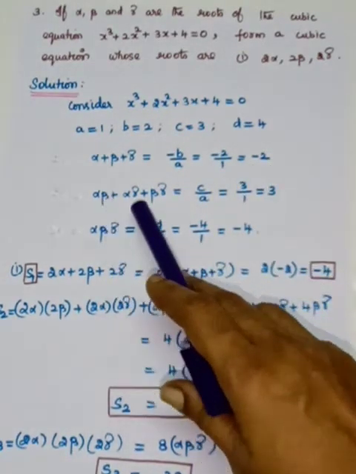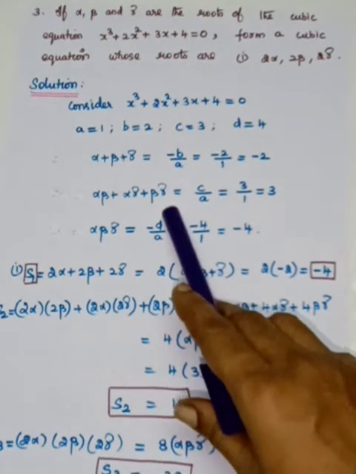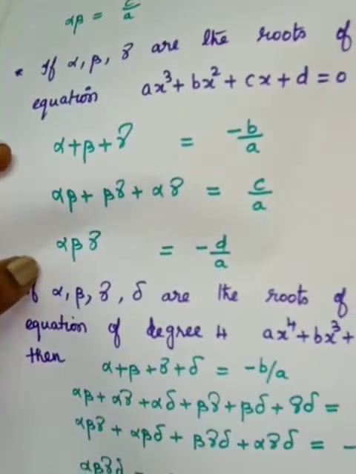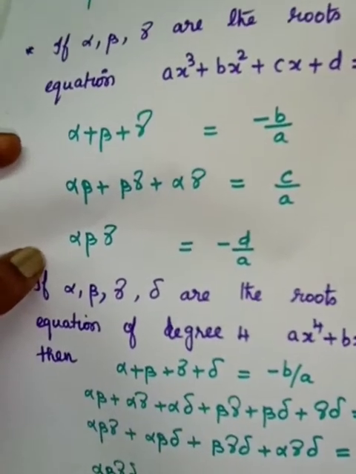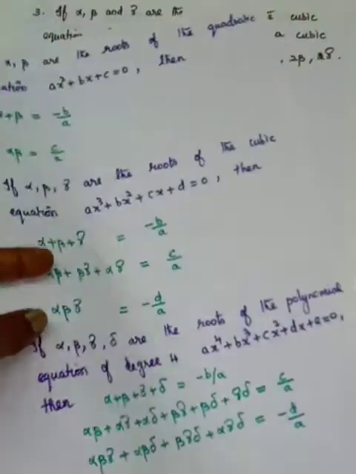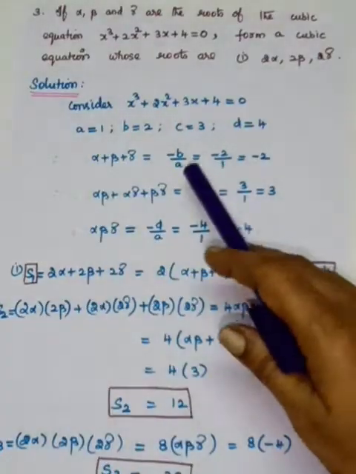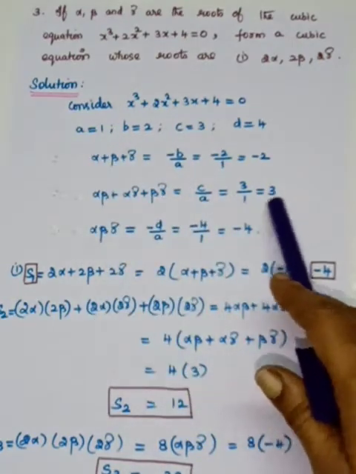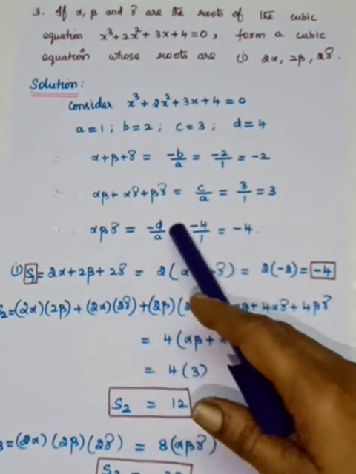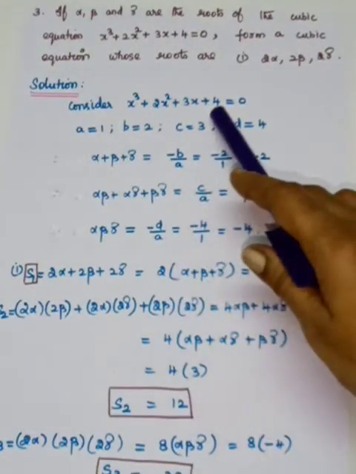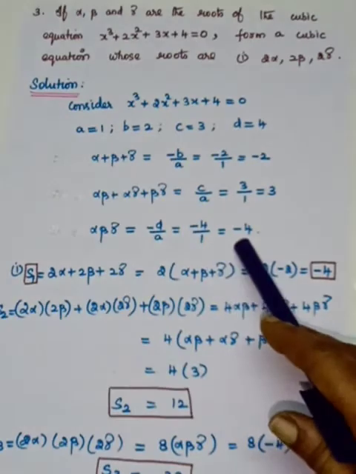Next, alpha beta plus alpha gamma plus beta gamma, that is c by a. So here is the next formula: the roots taken one at a time, taken two at a time, and the product of all three roots. That is c by a. c is the coefficient of x, so 3 by 1, that is 3. Then alpha beta gamma is equal to minus d by a. What is d? d is the constant. So minus 4 by 1, that is equal to minus 4.